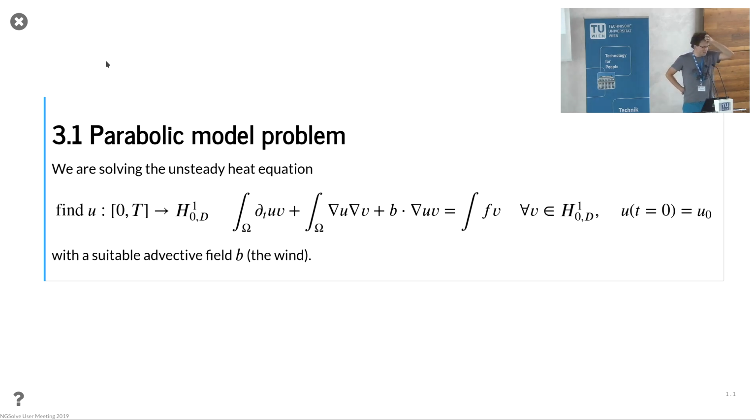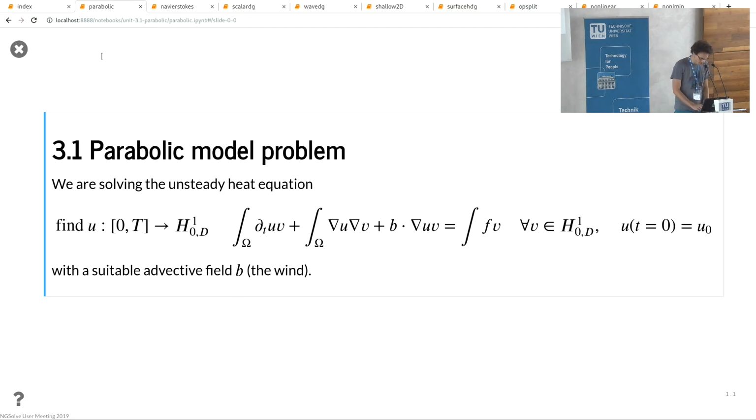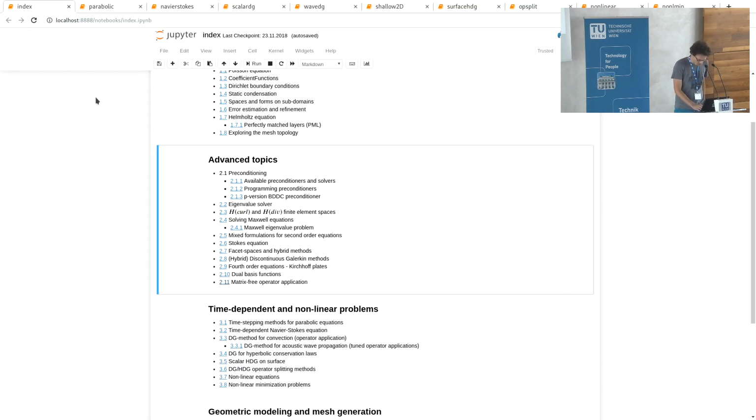So yeah, it's 10 years now, a little bit more even, that I'm involved in NGSolve. Okay, so now the first part should be about time-dependent problems. So we have a few lectures on time-dependent problems, time-dependent scalar problems, Navier-Stokes, wave equation, and then going towards nonlinear problems at the end of this section.